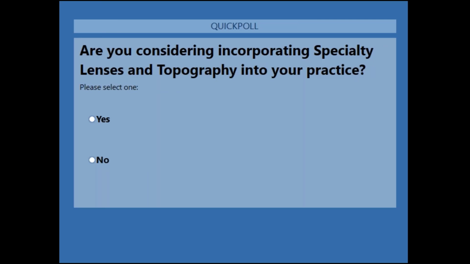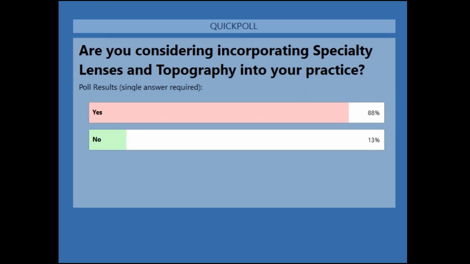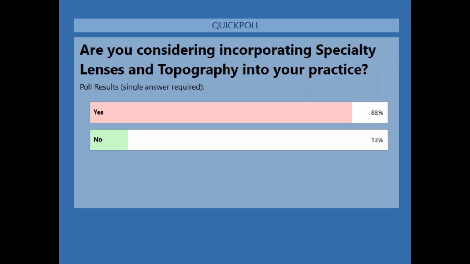Thanks, Randy. Again, the first polling question is, are you considering incorporating specialty lenses and topography into your practice? Well, very interesting. 88% of you, I'm sure, as I see a lot of very familiar names here as well, too, I see that some of you have already incorporated. And I'd be interested to maybe get some feedback as to the why we see the no's as well, too. So please feel free to send us your information, or you can send it to info@medmont.com. I'd be very interested to see your viewpoints. Jill, do you mind going to the next question, please?